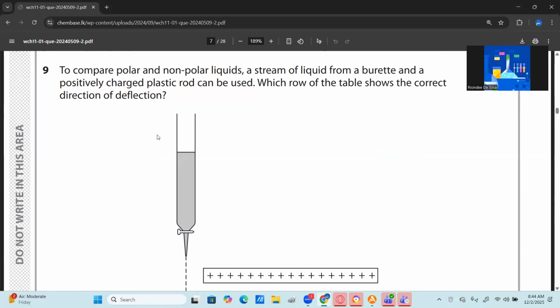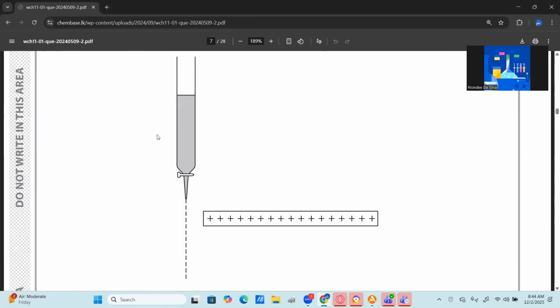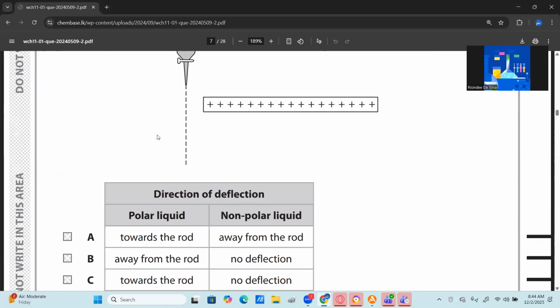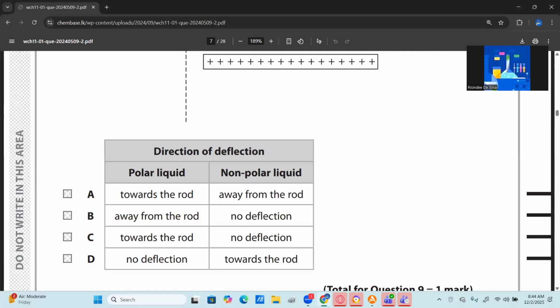To compare polar and nonpolar liquids, a stream of liquid from a burette and a positively charged plastic rod can be used. Which row of the table shows the correct direction of deflection? Okay, so if you have a polar liquid, children, we know in a polar compound, for example HCl, we have a negative charge and a positive charge. So when you pour HCl, because of the negative charge, it tries to get attracted to the positive one. Therefore, if there's a polar liquid, it tries to move towards the rod.